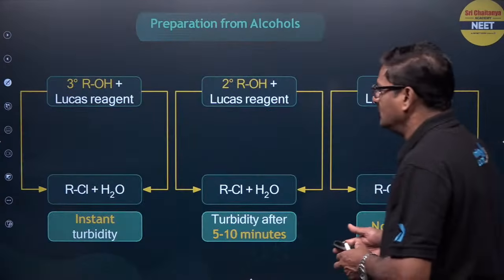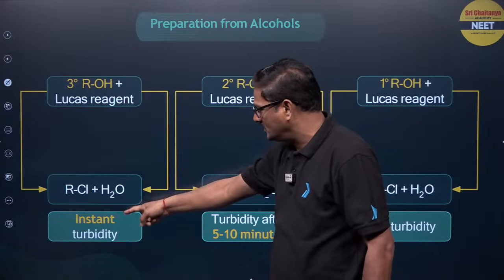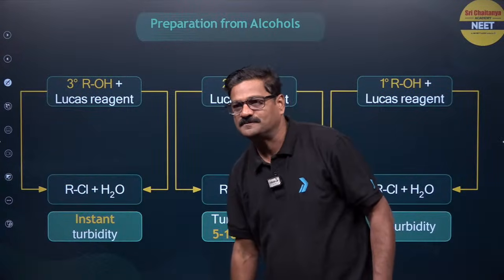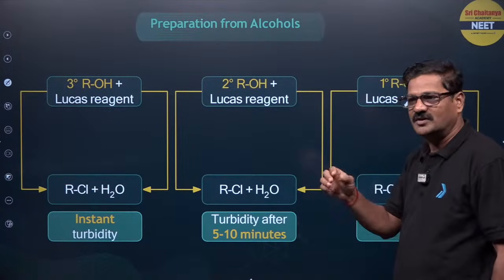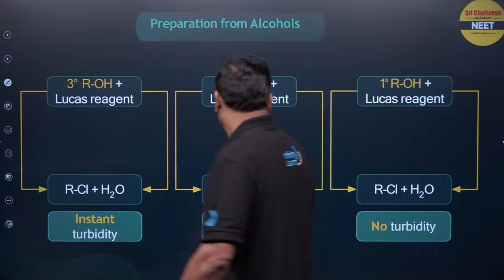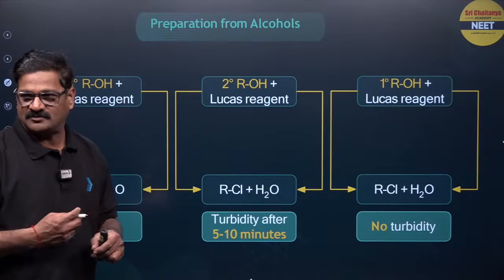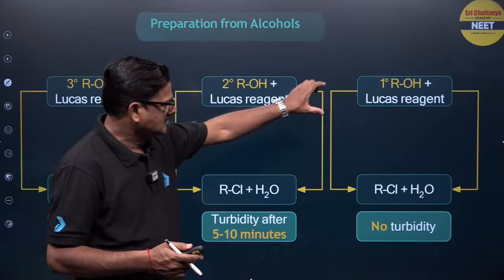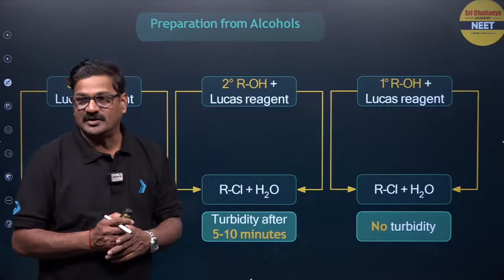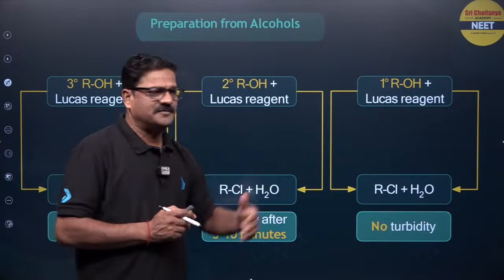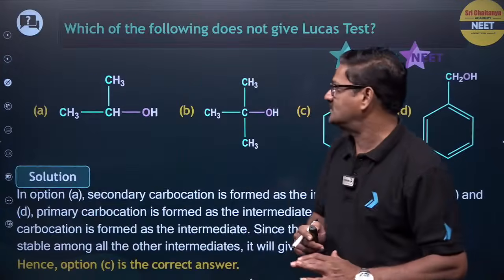So, children, moving ahead, look at this. This is the tertiary alcohol. If you add Lucas reagent, you are going to get instant turbidity, immediate turbidity. If you add Lucas reagent to the secondary alcohol, you are going to get turbidity within 5 to 10 minutes, and you have to count how much time it takes to make turbidity. If you take a primary alcohol and add Lucas reagent, you are going to have no turbidity; turbidity may happen after 5 to 10 minutes. So this is what is called the real-time observation of the Lucas test.